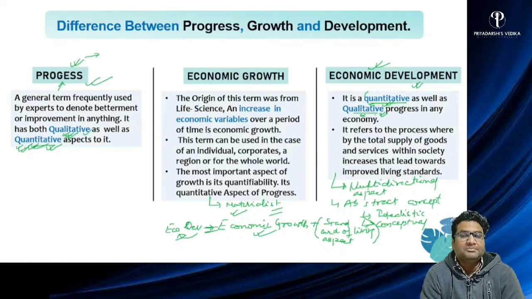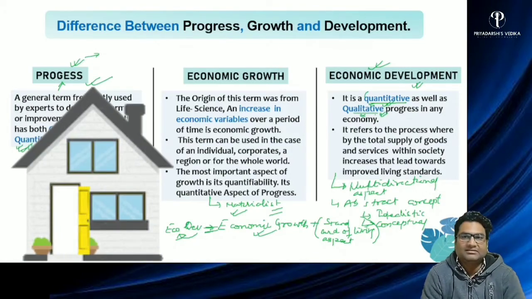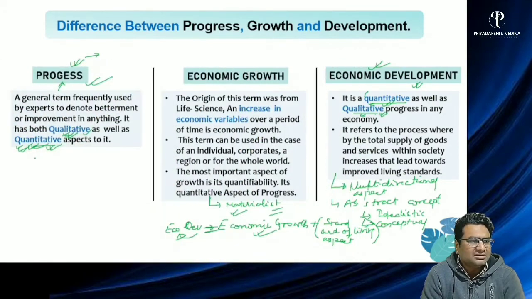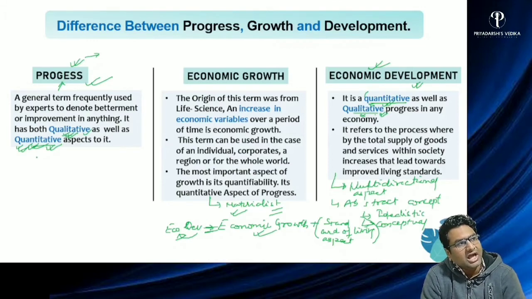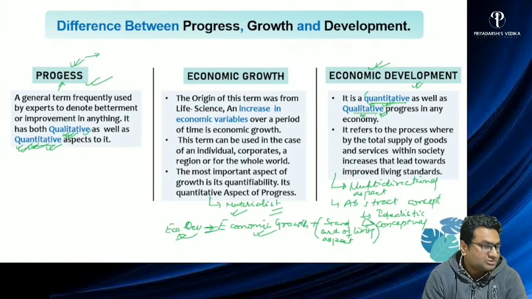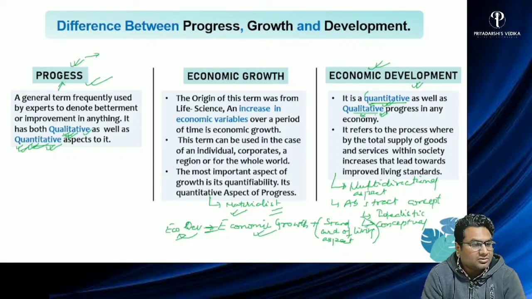If you have seen a family in a lower income group, and after some 10, 12 years you see that family has got a really big house, big cars and all that, and you say they have made good progress. You are not specifying any growth or development aspect, you are just speaking generally. That statement covers the qualitative aspect as well as the quantitative aspect.